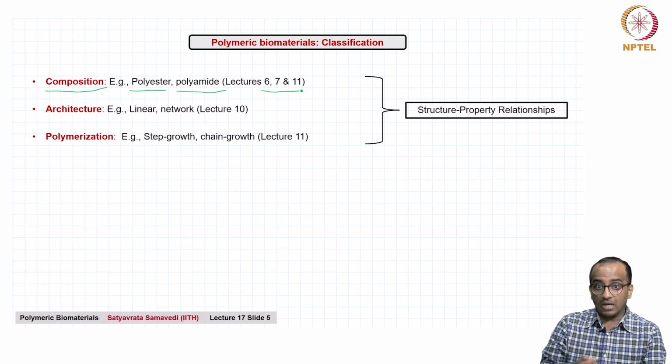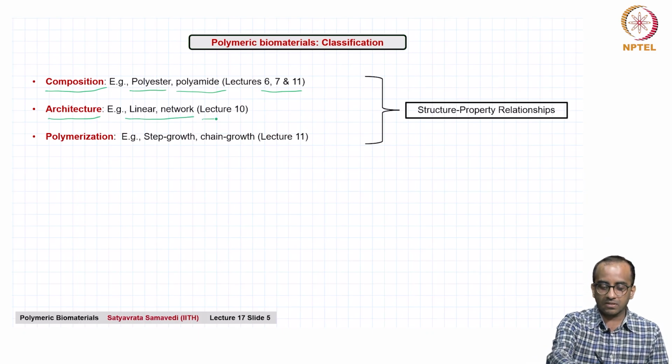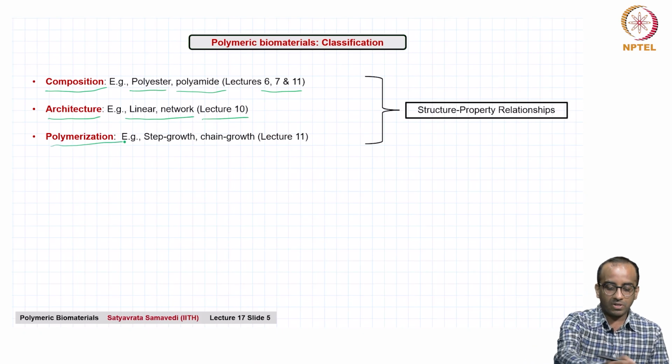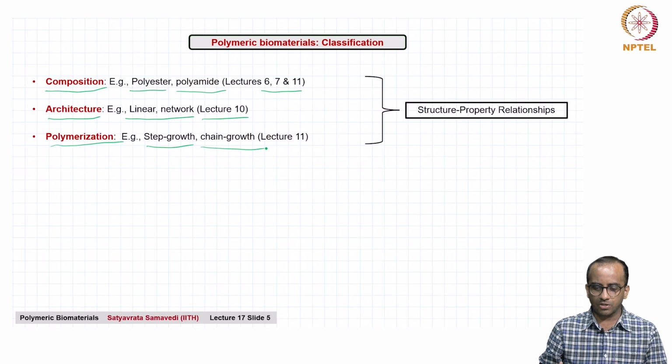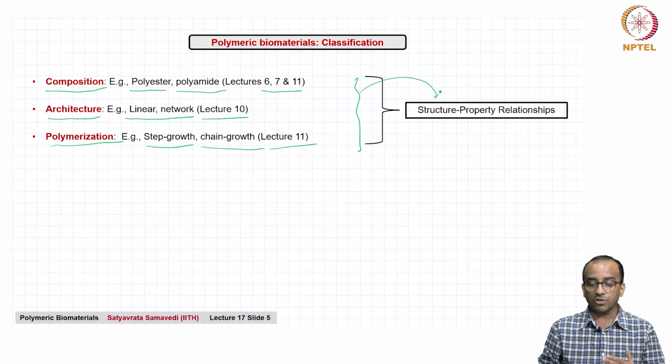If you are interested in the architecture of polymeric biomaterials, you can classify them as linear, network, etc. And we have looked at that in the context of lecture 10. Or if you are a chemist who is interested in polymerization and the reaction schemes, then you can classify them as step growth, chain growth, ATRP, living polymerization and so on, which we have looked at in lecture 11. And note that all of these have broadly been covered under the theme of structure-property relationships.